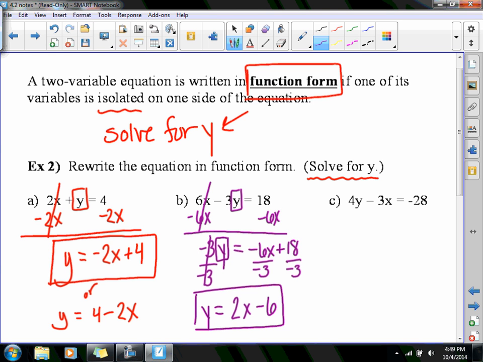So there were a lot of steps that we went through in that problem. So we're going to practice those steps again in part C here. So I have 4y minus 3x equals negative 28. Again, I'm solving for that y. I have to undo this multiplication by 4, and I have to undo this subtraction by 3x. And that's what I'm going to undo first. So I'm going to add the 3x over to the other side. I'm going to undo that addition and subtraction first.